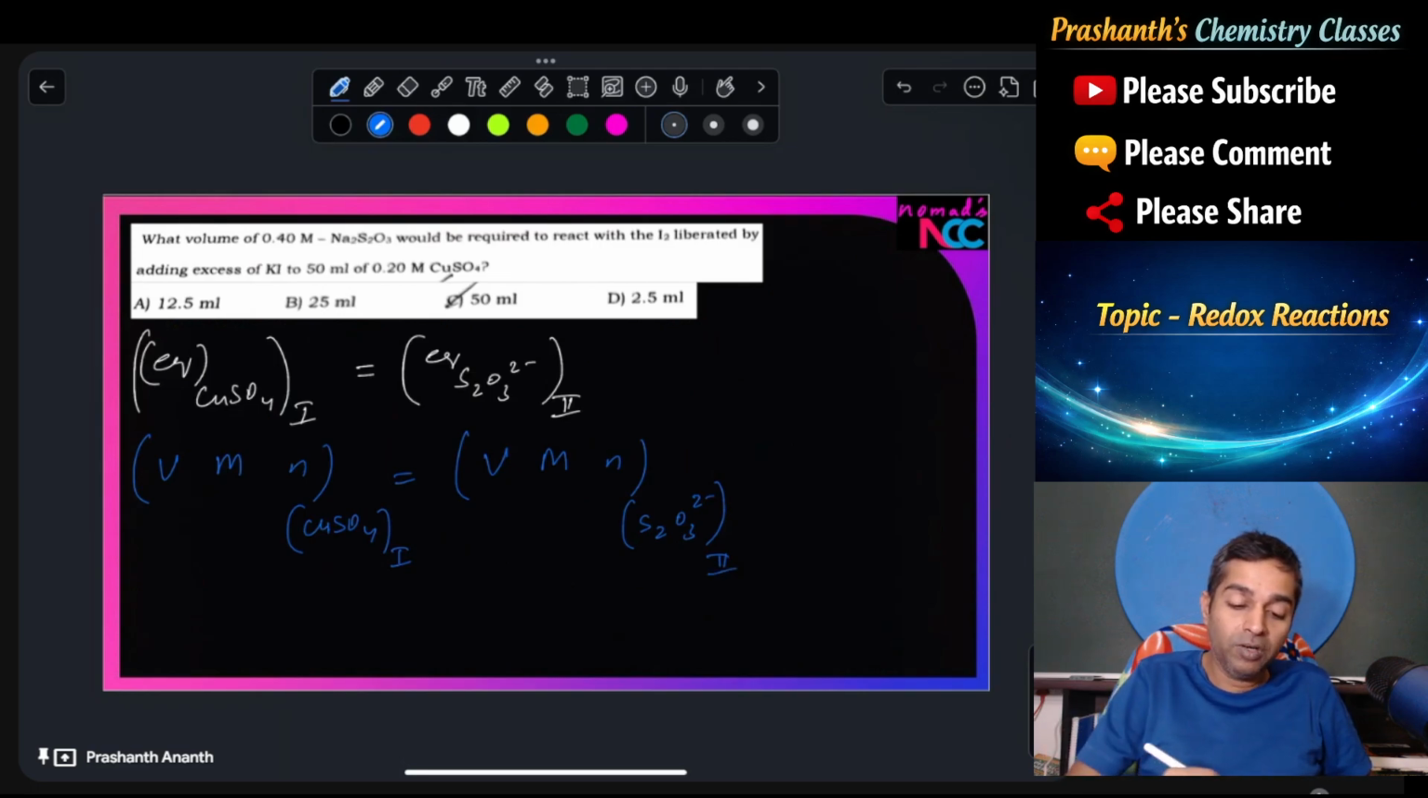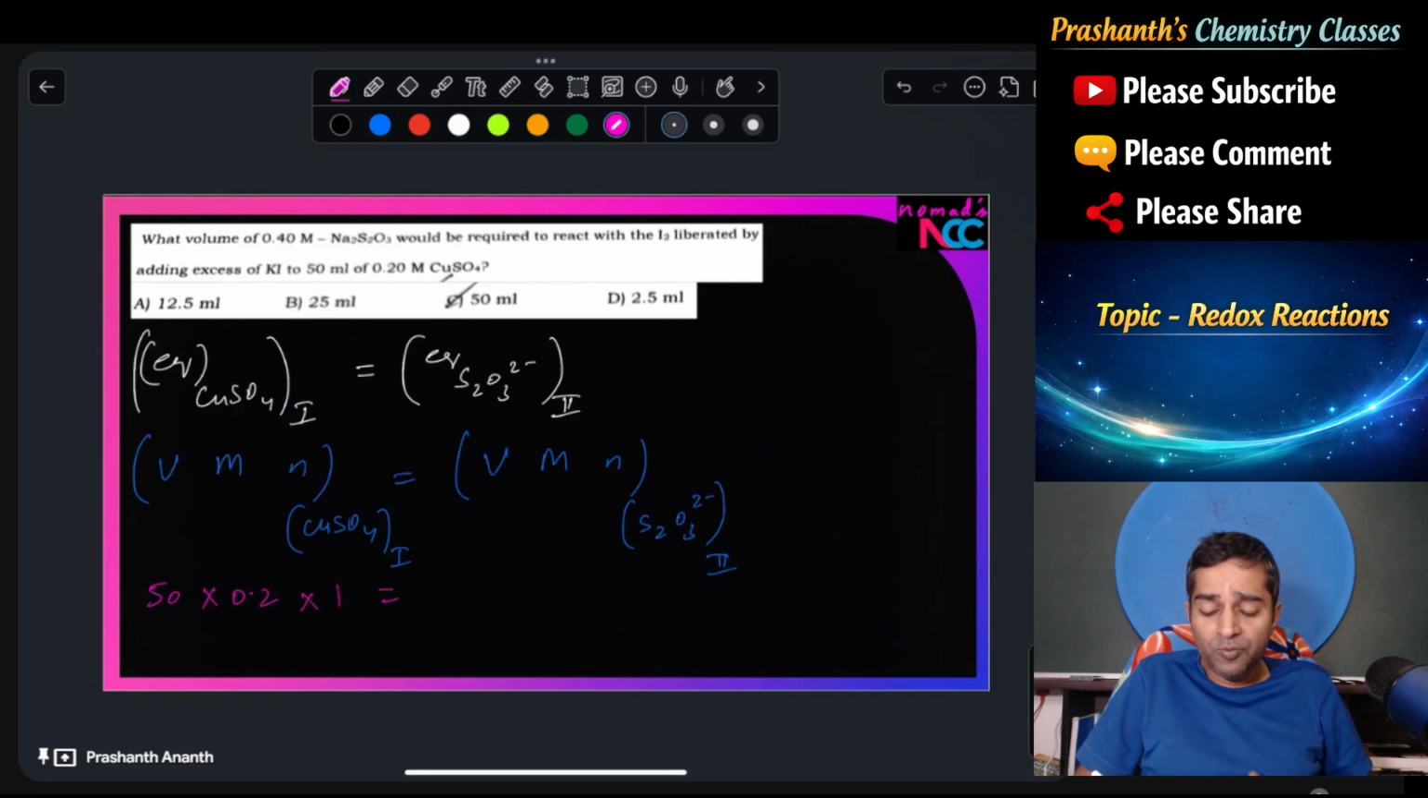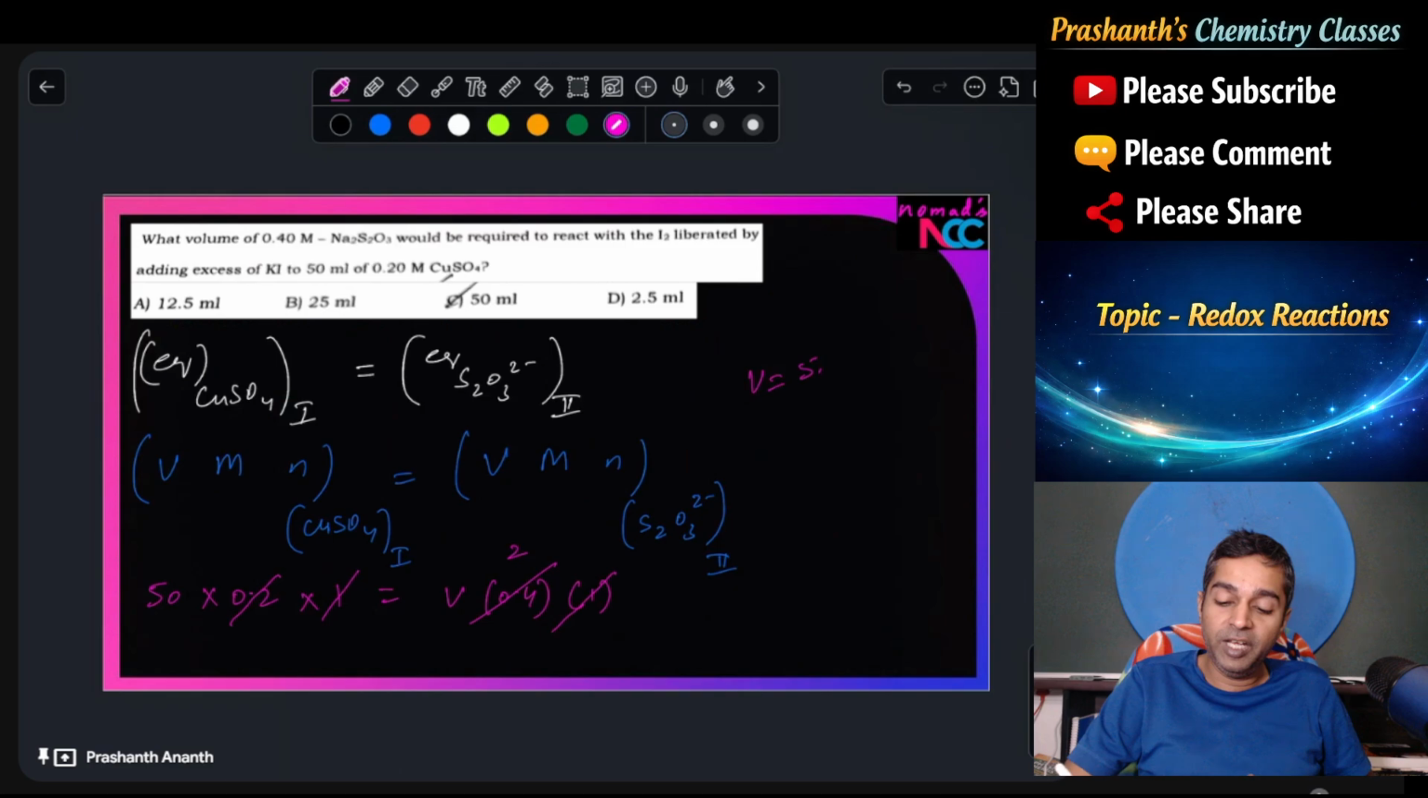Let's now put the math down and see what we get. We have 50 into 0.2 into 1 equal to some volume V, which we have to calculate, multiplied by 0.4 into 1. Fairly straightforward now. 1 and 1 get cancelled, 0.2 and this will go away, this will become 2. So V works out as 50 by 2, which means it is 25 ml. So in this particular case, the correct answer is not what has been marked here, but the correct answer is option B, which is 25 ml.